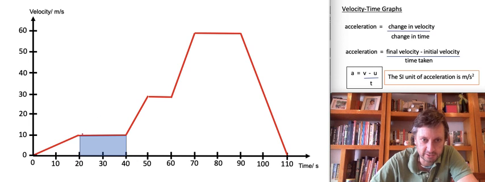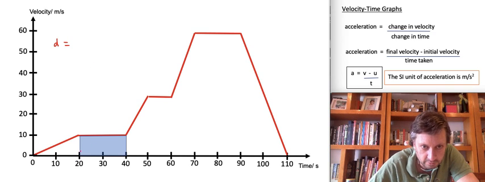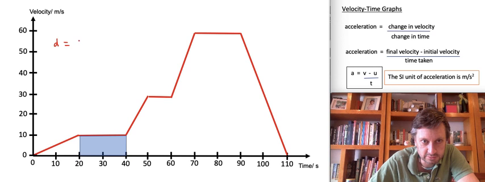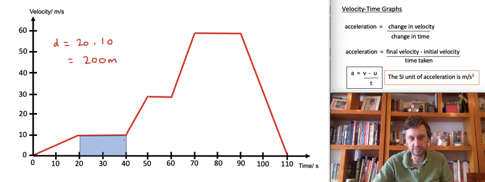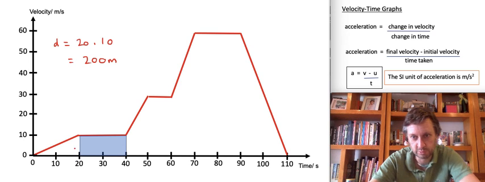This part is a bit easier. The area under this part is no longer a triangle, it's a rectangle. So it's just going to be the base distance multiplied by the height distance. So I can see there that the distance travelled in this section is going to be, well, that's 20 seconds, the base, multiplied by the height, which is 10 meters per second. 20 times 10 is 200 meters travelled. So it travelled further in the second section than it did in the first section, precisely twice as far.